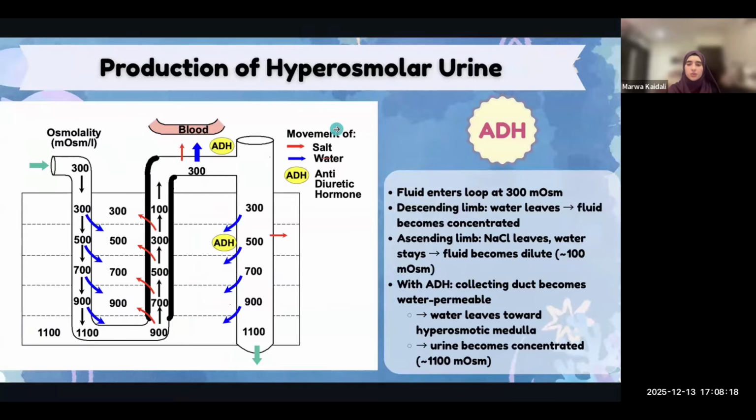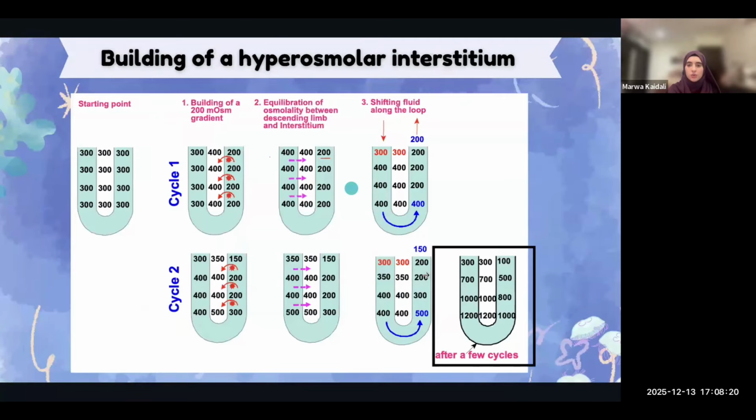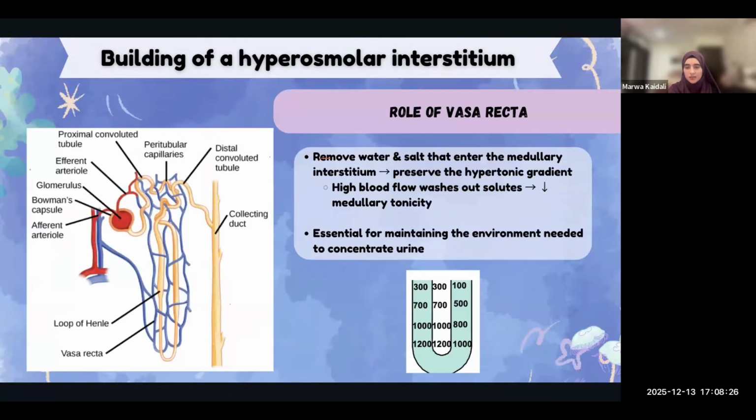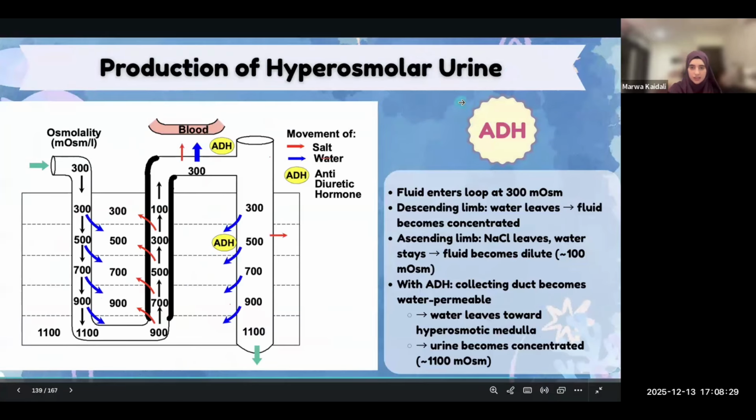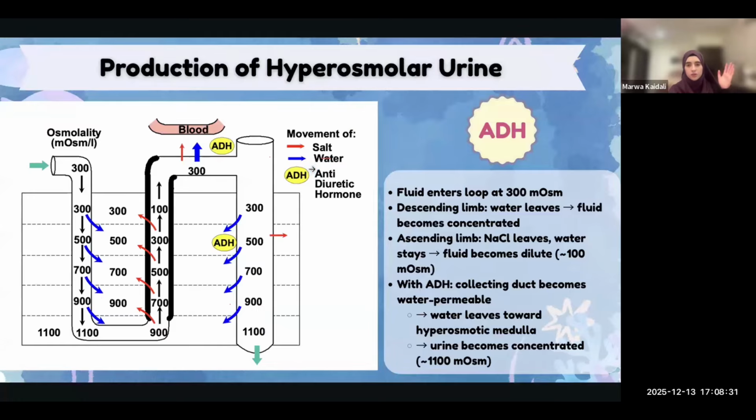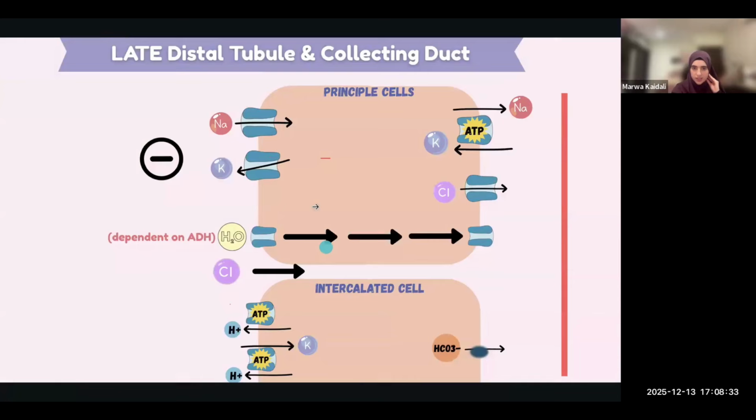Okay, so again, earlier we talked about how we want to make a concentrated urine. Now let's see how it actually happens. Our main character over here is ADH. As we said earlier in the tubular functions lecture, it acts at the late distal part of the tubule and the collecting duct. What is it going to do? It's going to cause water reabsorption. This water reabsorption, we said, was dependent on ADH.